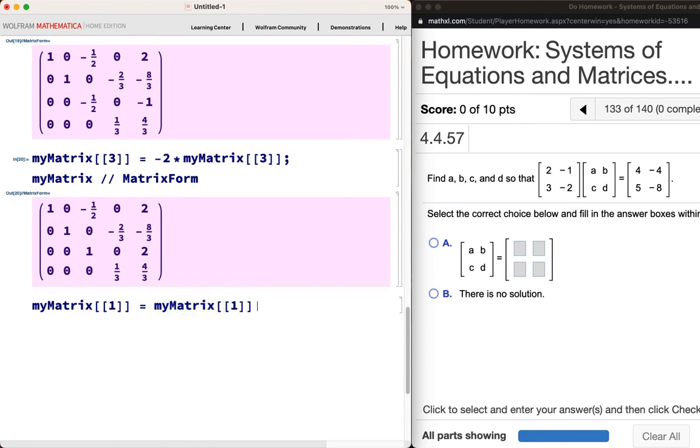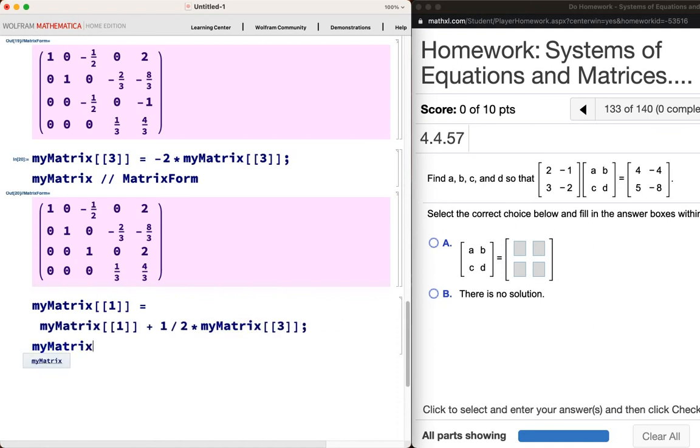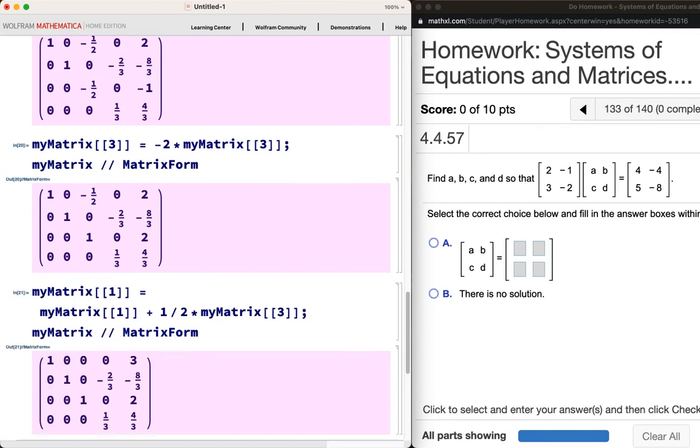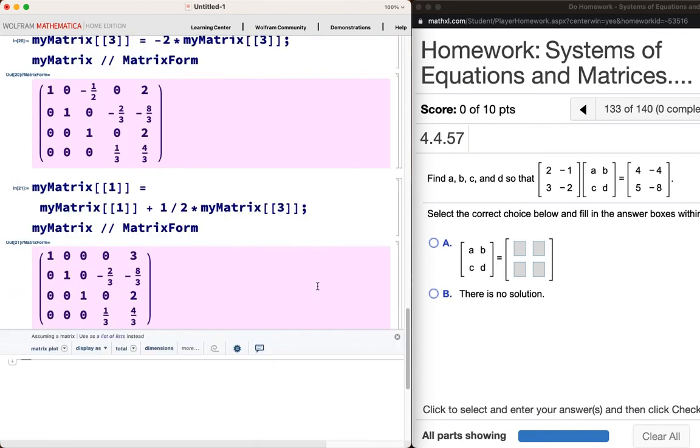My matrix first row plus, why is it plus? Because this is a minus. Plus 1/2 times, where's that magic 1? It's in the third row. Okay. So now these 3 columns look great. They look fantastic, okay?